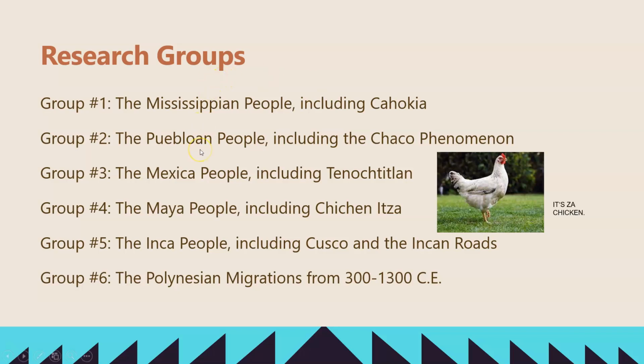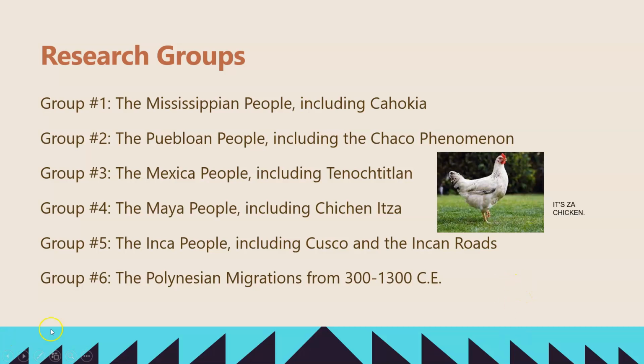Group 2, the Puebloan people. Group 3, the Mexica. I know we say Mexican, but at the time it was actually Mexica. If I mispronounced it, I did the best I could. Including Tenochtitlan. Group 4, the Maya people. It's not chicken, it's Chichen Itza. Group 5 is the Inca people, including Cusco and the Incan roads, and then the Polynesian migrations from 300 to 1300.